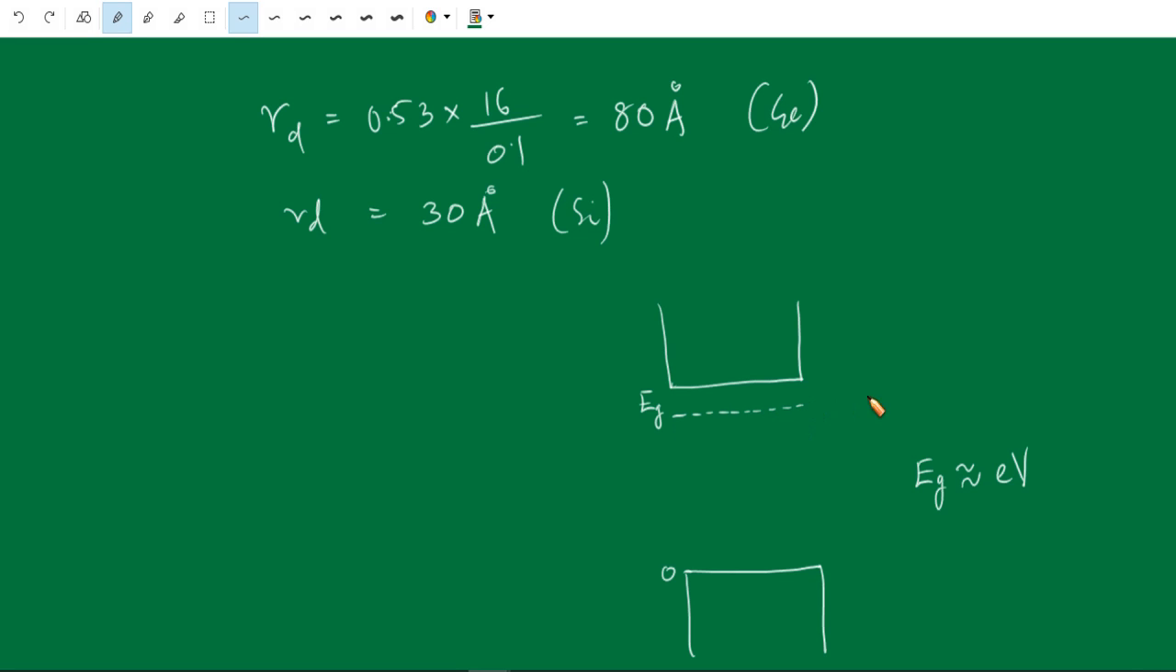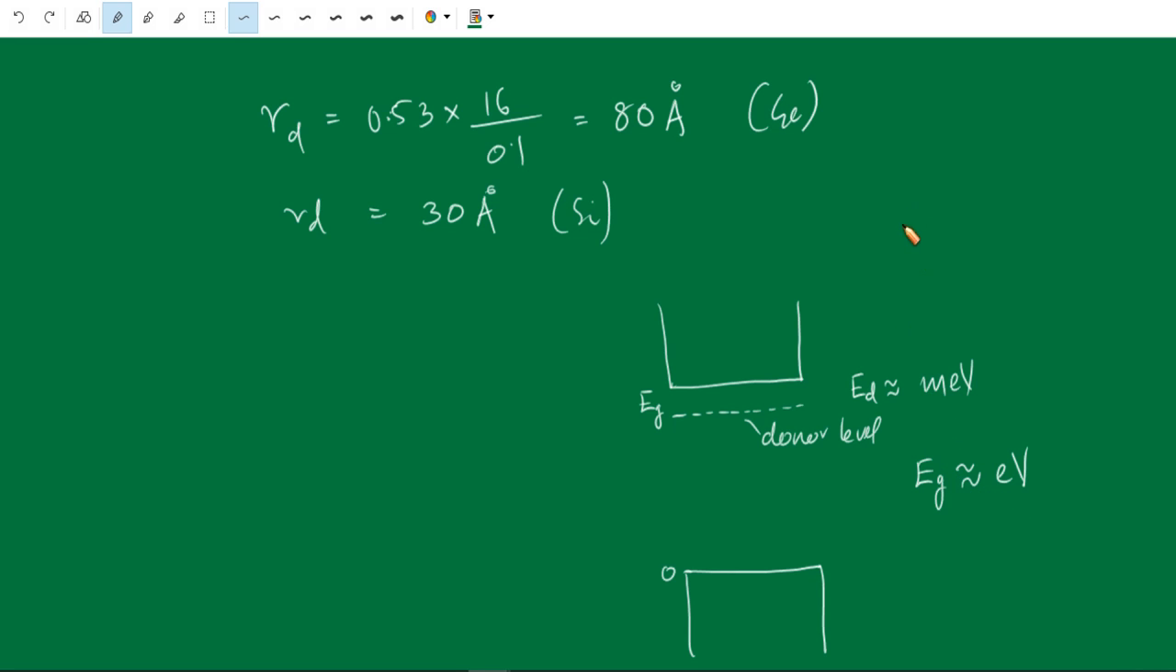This is the donor level. So this donor level is separated from the conduction band by a small amount of energy. That is the ionization energy ED, which is of the order of a few milli electron volts. This is in electron volts, and this is milli electron volts.